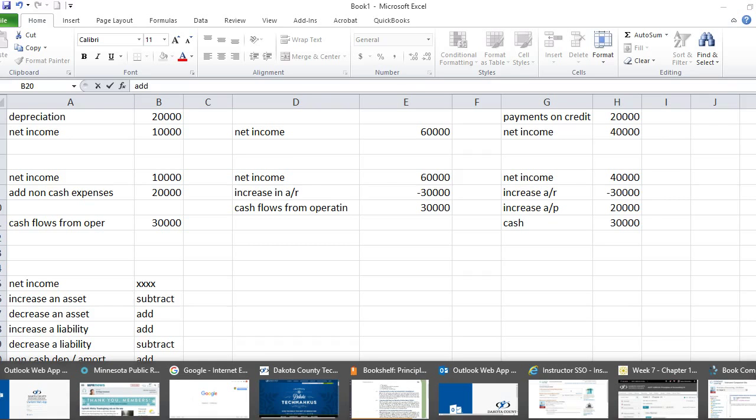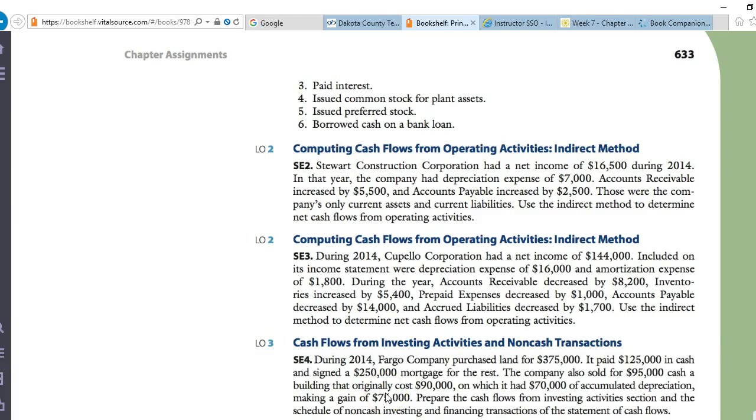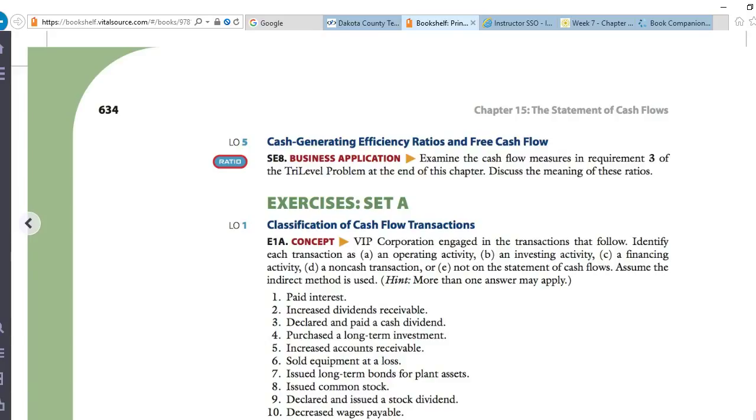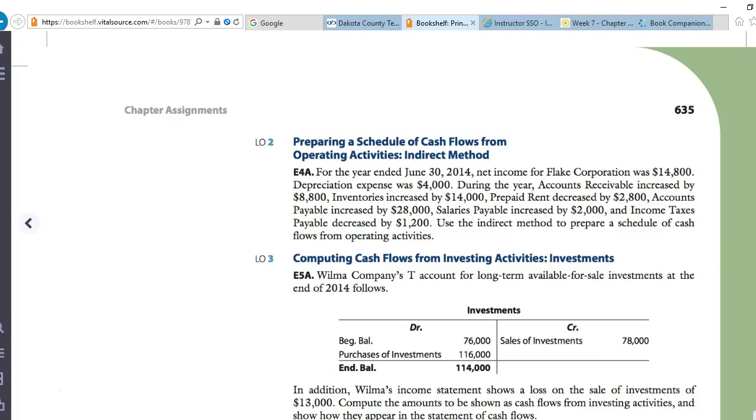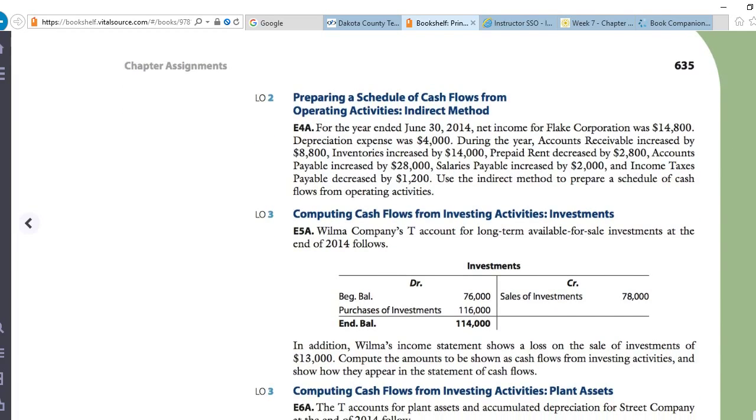Other example. Let's go to E4A. I want you to spend a couple minutes trying to do this on your own using that cheat sheet I just created for you, okay?